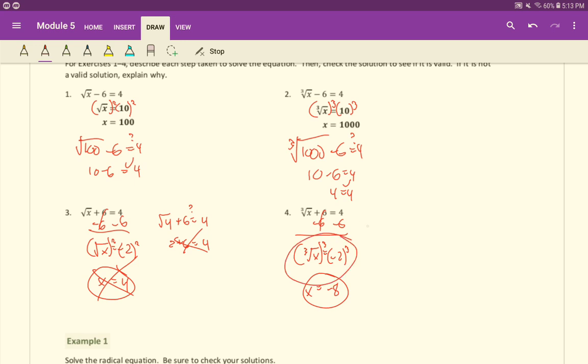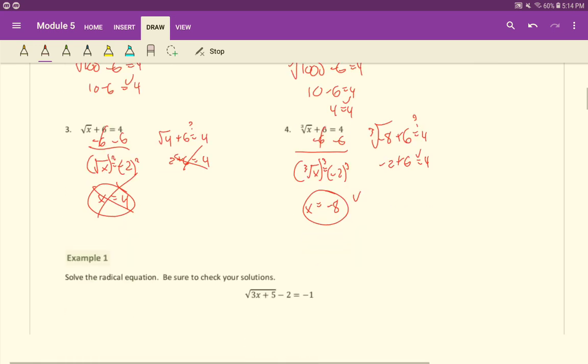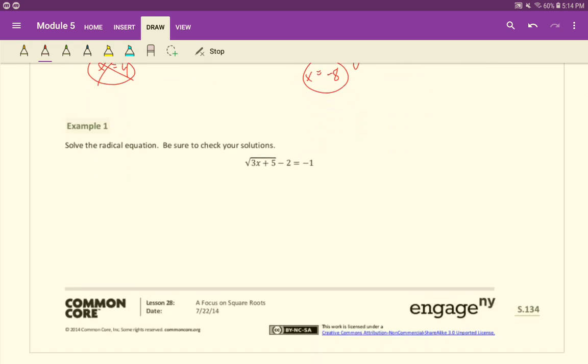What about this one right here? Does this work? So we plug negative 8 in for the cube root. The cube root of negative 8 is negative 2, plus 6, and that is true. So negative 8 does work. Be on the lookout for more extraneous solutions. You want to check your answers back in the original equation. All right, we'll do one more here, and then we'll call it a video.